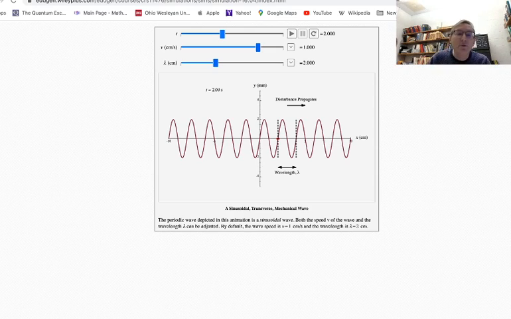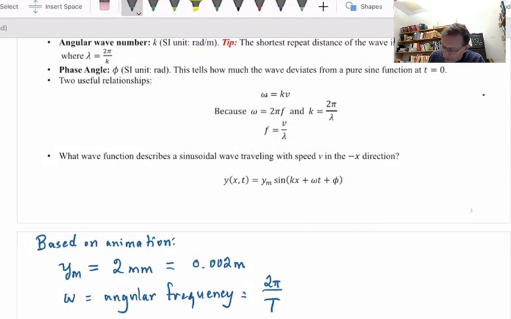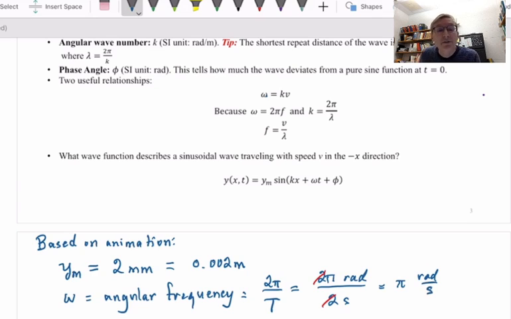So let's go back to our notes, and let's put in that this is 2 pi. By the way, that's a radian with that 2 pi. And the period T is 2 seconds. The 2's cancel. And I'm left with an angular frequency of pi radians per second for that particular sinusoidal wave.